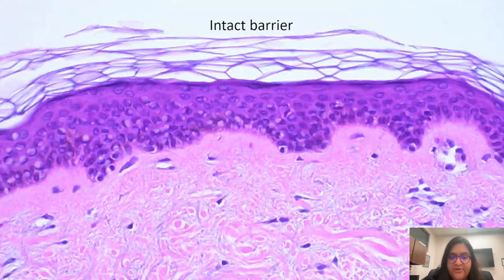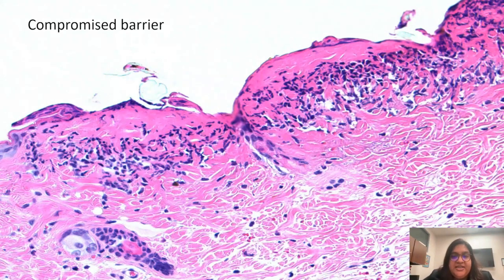Now, there is a compromised barrier state, which you can see here, a very adverse circumstance in which the topmost layer has been completely removed. Now, at this point, the dermis and subsequently all the underlying organs below the skin are actually susceptible to external insults. And this is a state of compromised barrier.